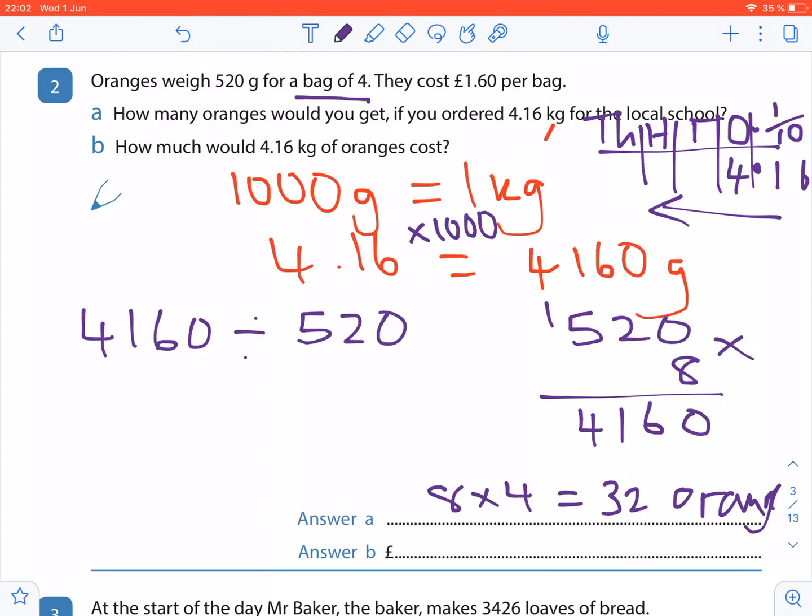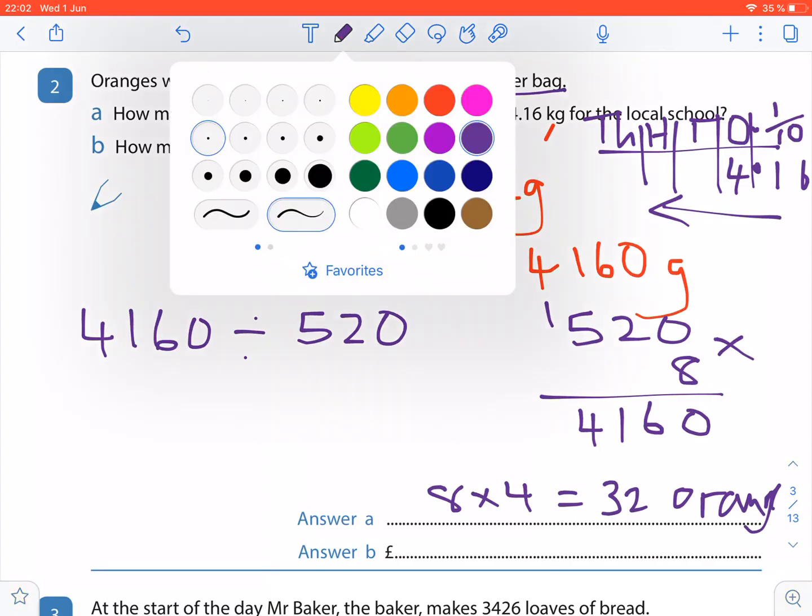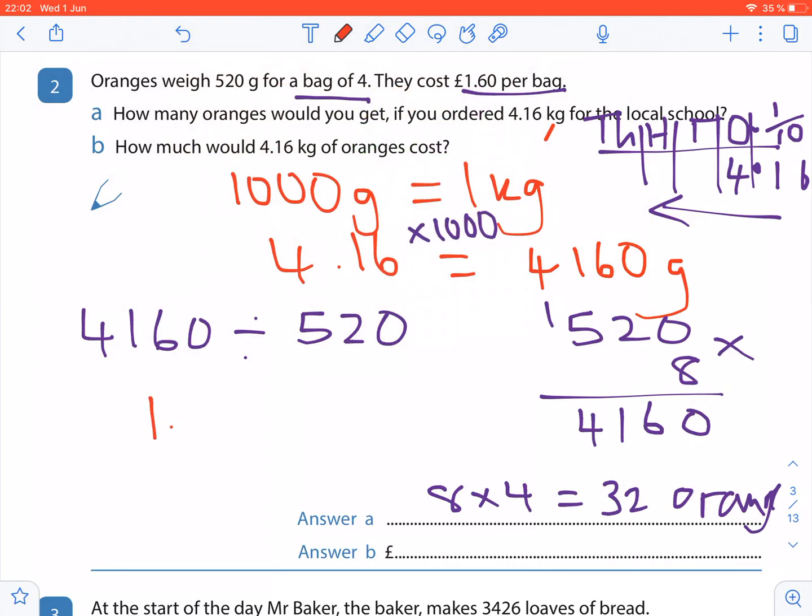Now, we know that we've got 8 bags, and we know that each bag is £1.60. So to find the total cost, we do £1.60 times 8 bags. So 0 times 8 is 0. 6 times 8 is 48. Put the 8 down, make sure my decimal point is in place. Carry my 4, and 1 times 8 is 8. Add the 4 is 12. So the cost is £12.80.